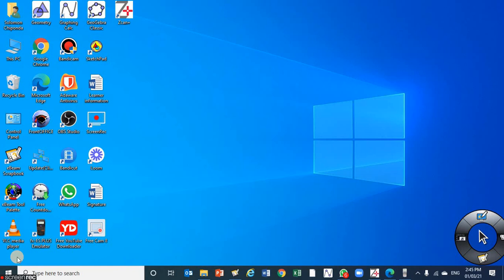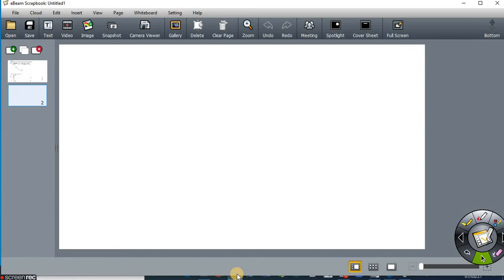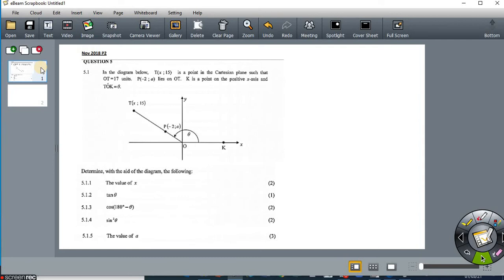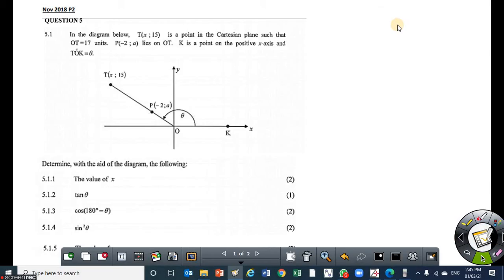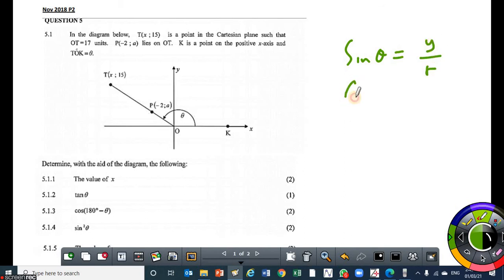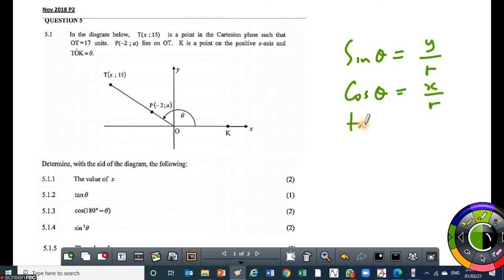Okay, so before you start answering a question on the Cartesian plane, it's very important for you to remember the following. First, sine theta is equal to y over r. Then your cos theta is equal to x over r, and your tan theta is y over x, and obviously your r squared is equal to x squared plus y squared.